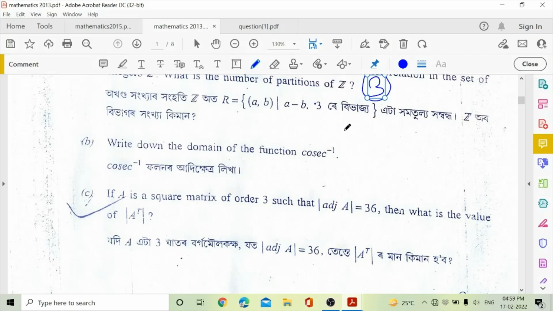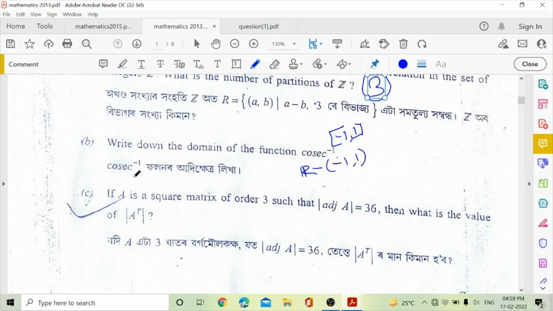Domain of sine inverse is this one: closed interval minus 1 comma 1. This is the domain of sine inverse as well as cos inverse. What is the domain of cosec inverse? That means cosec is the reciprocal of sine. Therefore, its domain is real numbers minus open interval minus 1 comma 1.